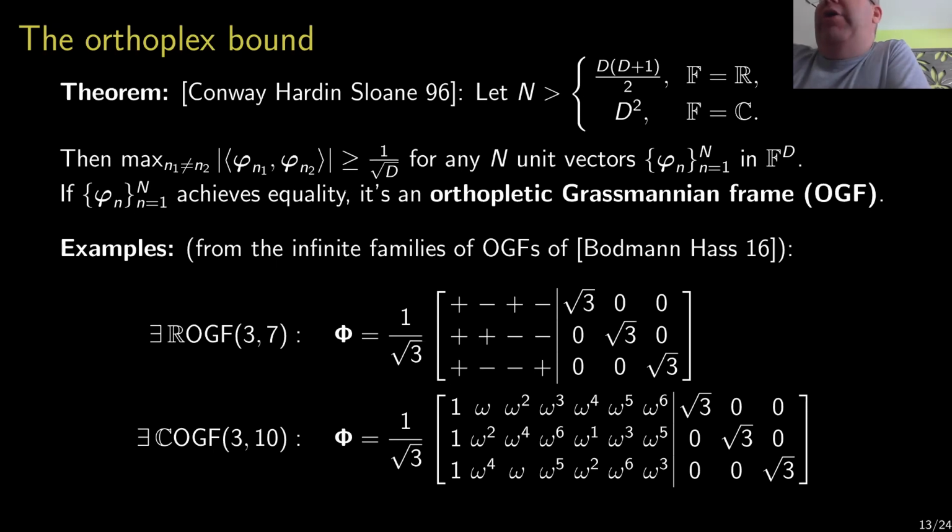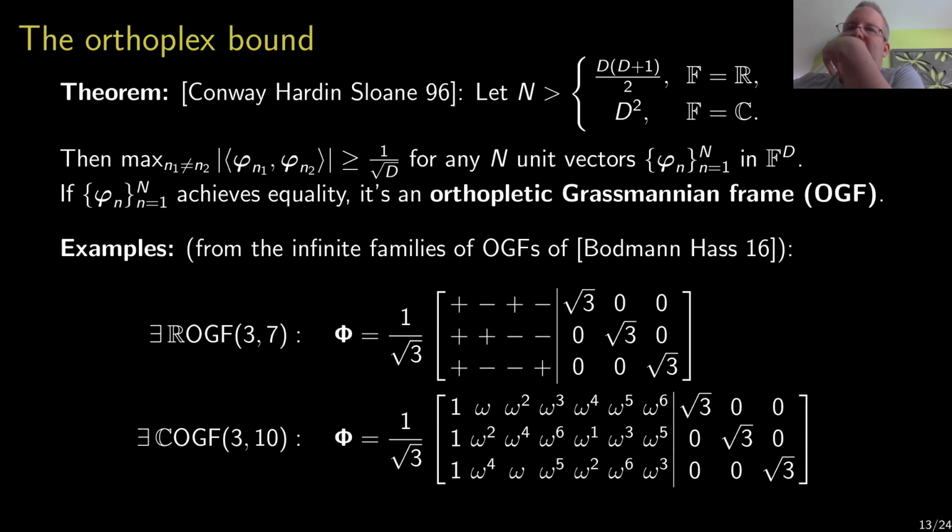If you achieve equality there, you get what's called an orthoplectic Grassmannian frame. It turns out to achieve equality there, you do have to be a frame, but you do not have to be a tight frame. And in particular, if you achieve equality there, you could throw away one vector from it as long as you stayed in the beyond-Gerzon range, and you would still meet that bound because it doesn't depend upon n. There are some really pretty examples of these OGFs from a recent paper of Bernhard Bodmann and John Haas.